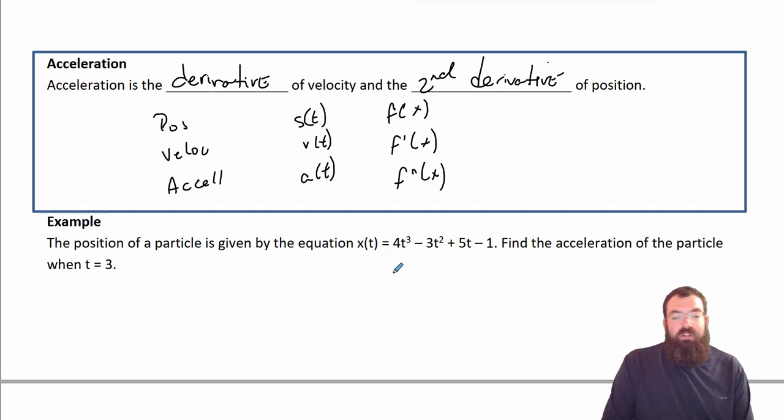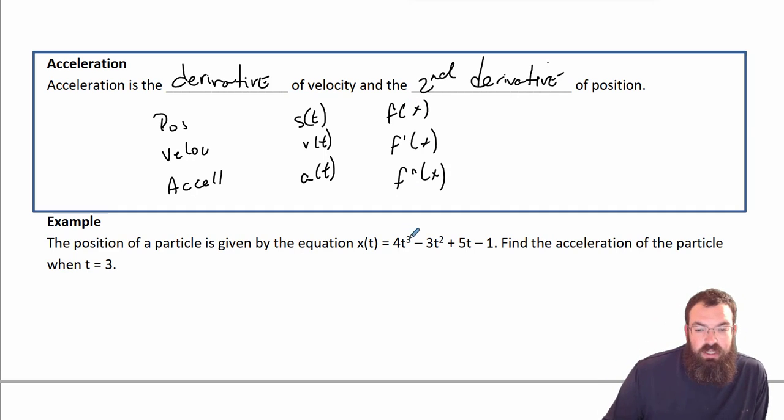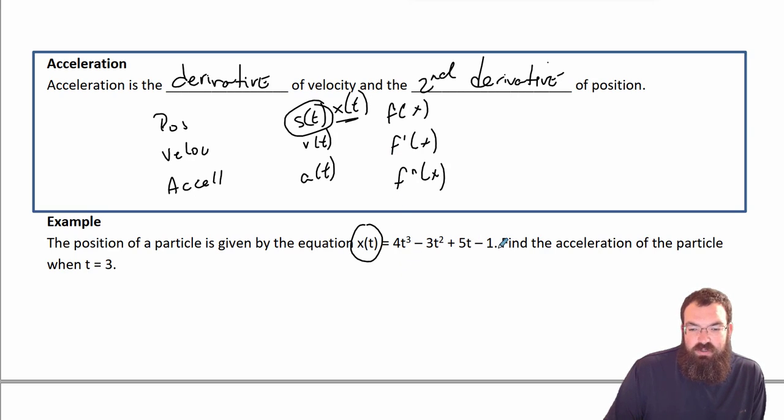The position of a particle is given by the equation x of t. So I know we use s of t for position, but another one we can also use is x of t. That's just another way we can write it. x of t equals 4t to the third minus 3t squared plus 5t minus 1. Find the acceleration of the particle when t is equal to 3.